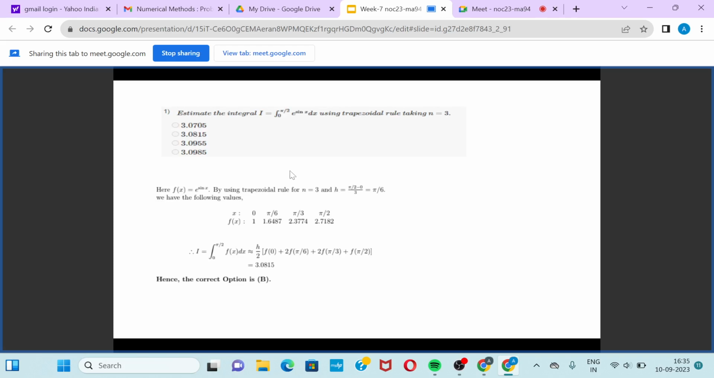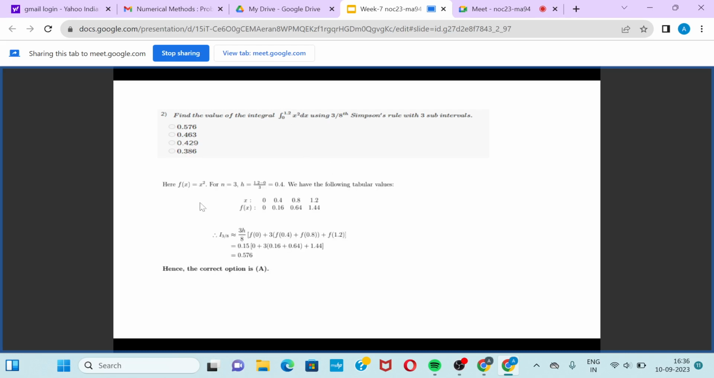So the first question was to estimate the integral using the trapezoidal rule taking n equals 3. Here f of x was e power sin x. We had to calculate h, that is b minus a by n, that is 3, find the table of x and corresponding values of f of x, and calculate the integral using the trapezoidal rule, that is h by 2 times f naught plus twice the middle terms, f of pi by 6 plus twice f of pi by 3, plus the last term, f of pi by 2. This will give you 3.0815.